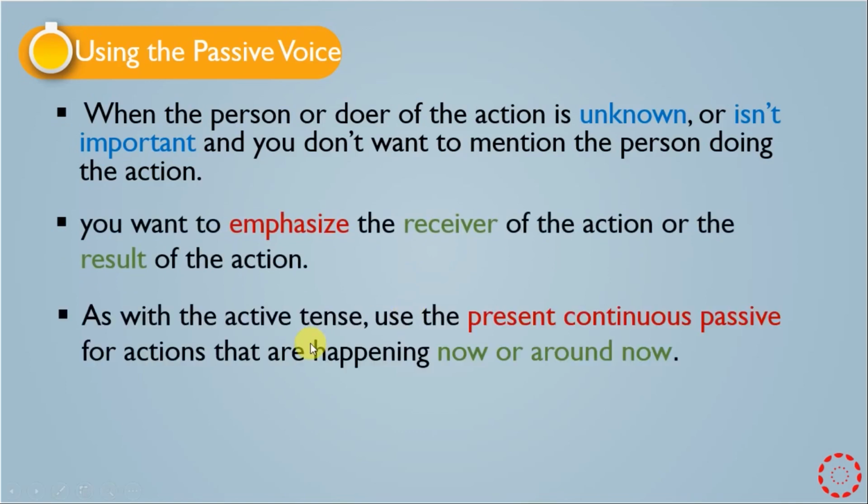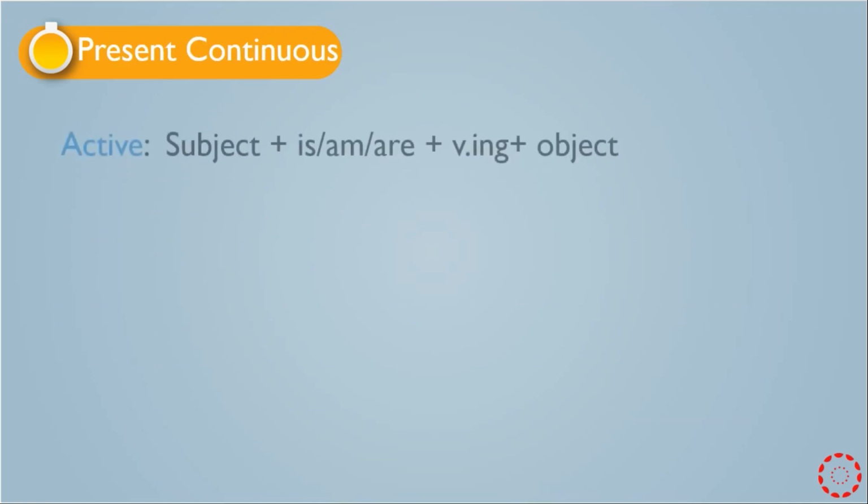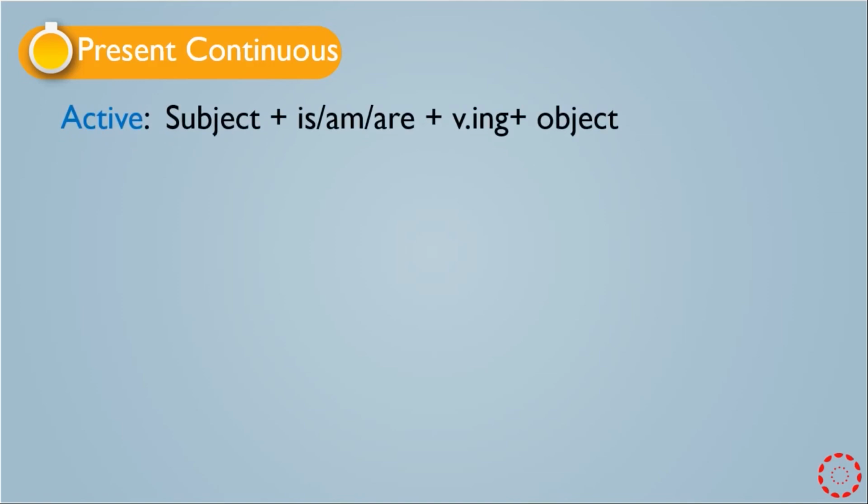As with the active tense, use the present continuous passive for actions that are happening now or around now. Now let me show you what is the structure or the form of present continuous passive. At the beginning, we have to know the active form of present continuous.